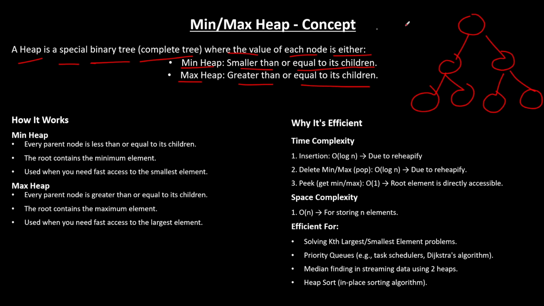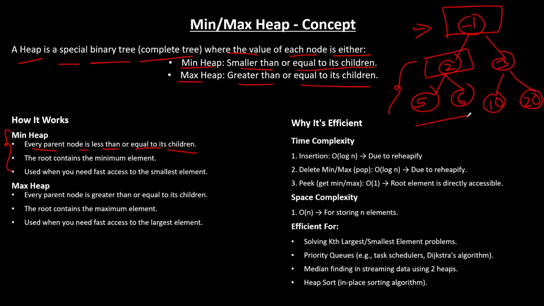If you're looking at how a min heap works, every parent node is less than or equal to its children. Suppose this is -1, then it will be 2 and this will be 3. It will be 5, it will be 6, it will be 10, it will be 20. This is a parent node, and it is smaller than any other node present in its children. 2 is the parent node, and 5 and 6 are its children, and these children are greater than the parent, which is 2 here. That is what is written here: every parent node is less than or equal to its children.